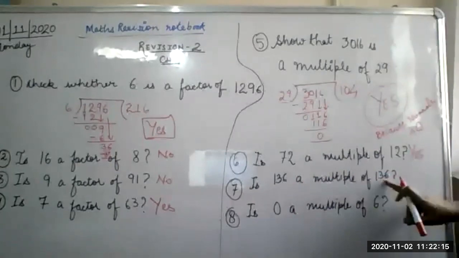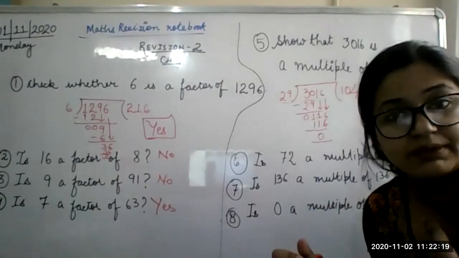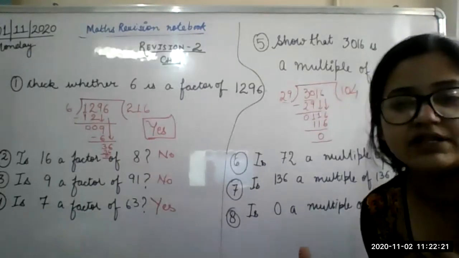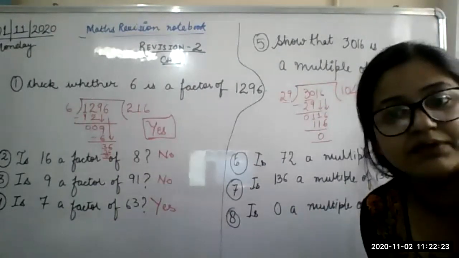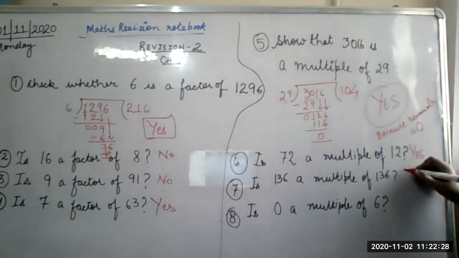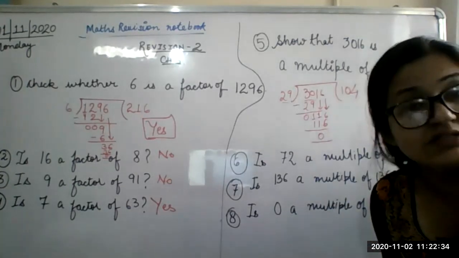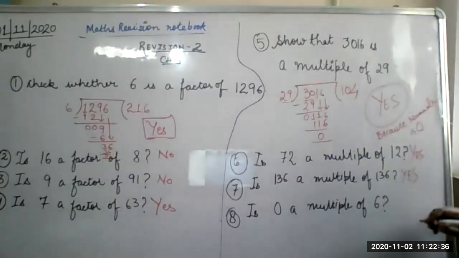Now, 36 is a multiple of 36. Every number is a multiple of itself. Remember this. Every number is a multiple of itself, and every number is a factor of itself. That means yes. Now, 0 is a multiple of every number. That means yes or no.